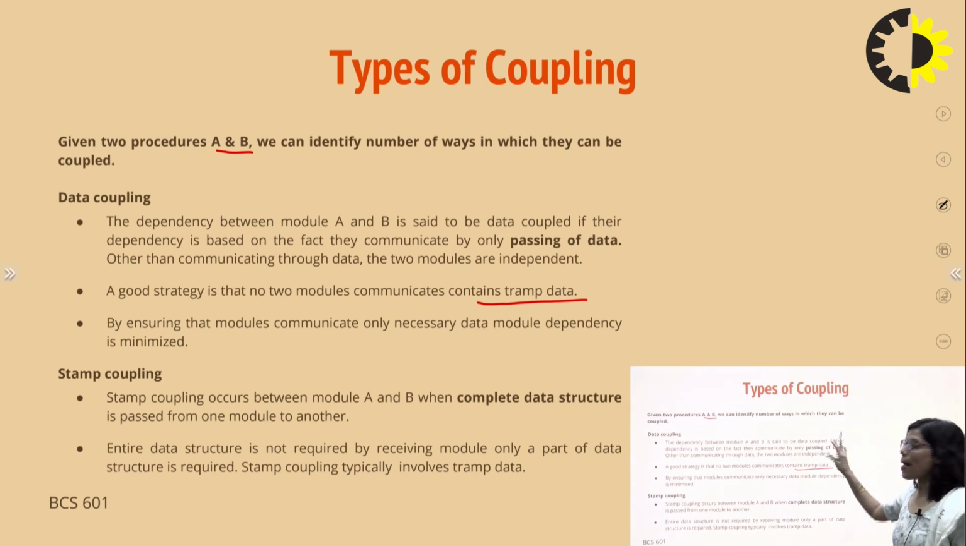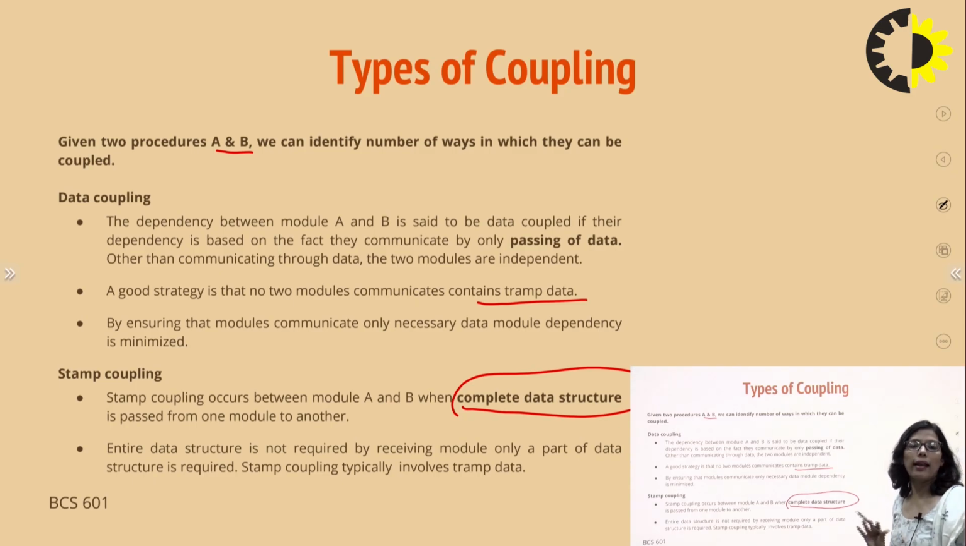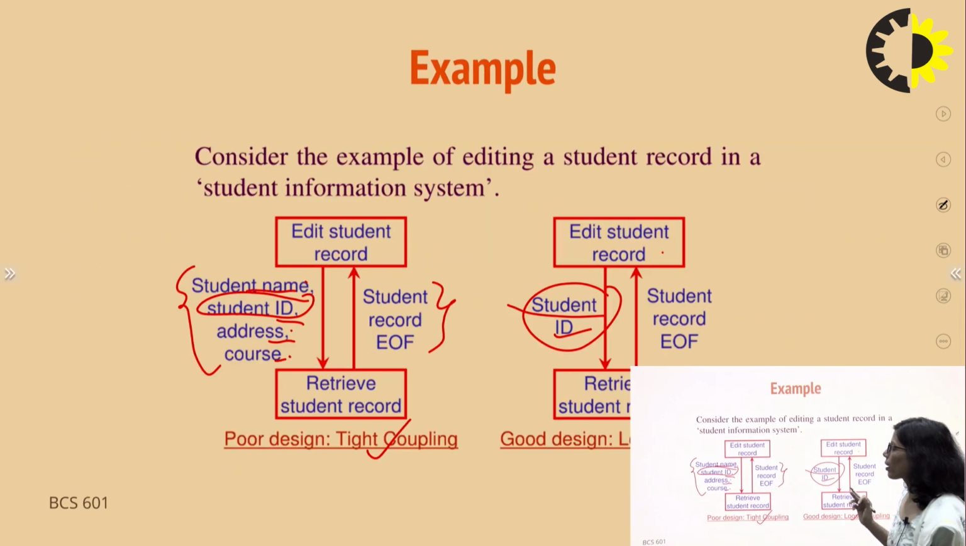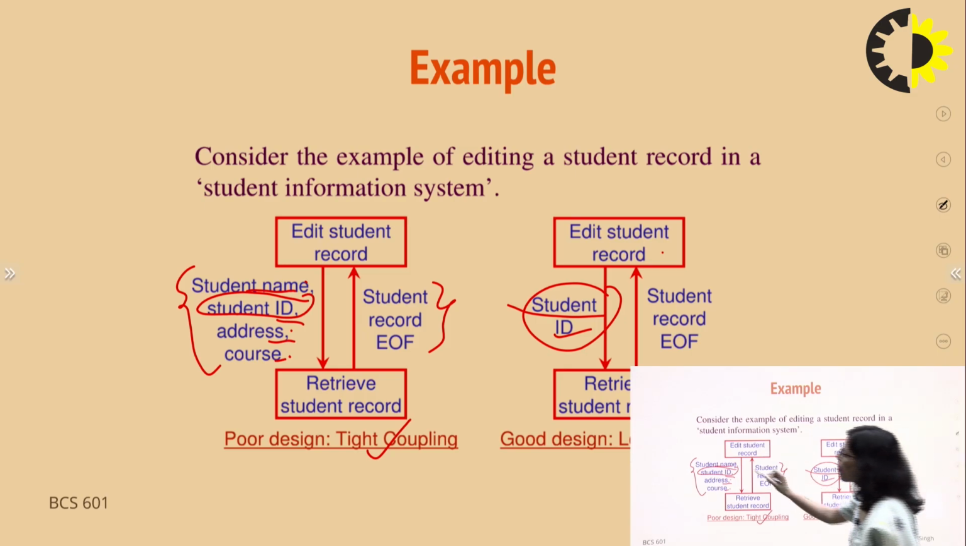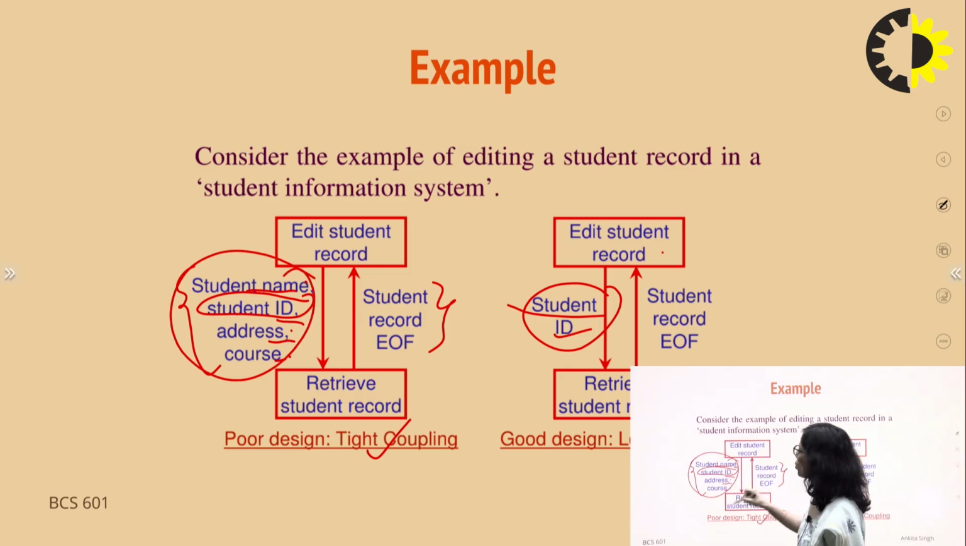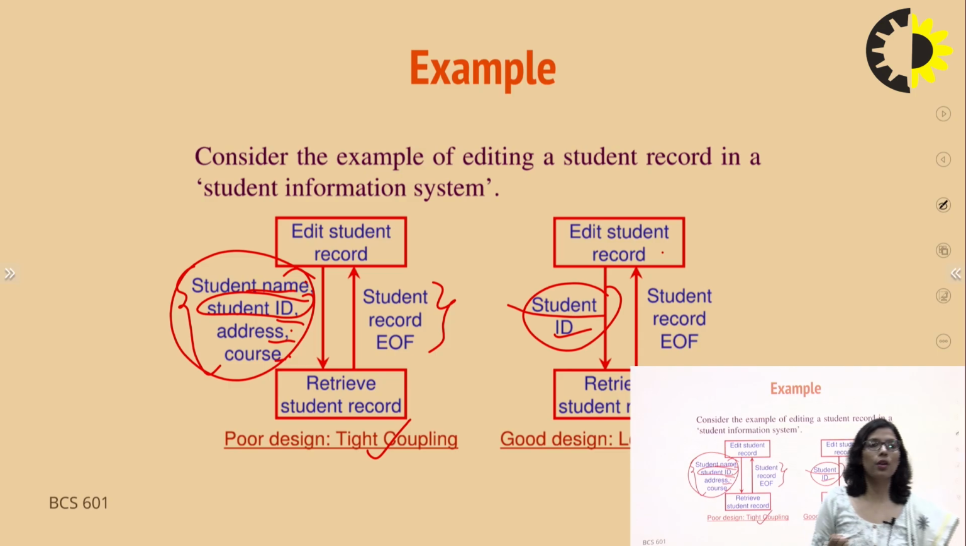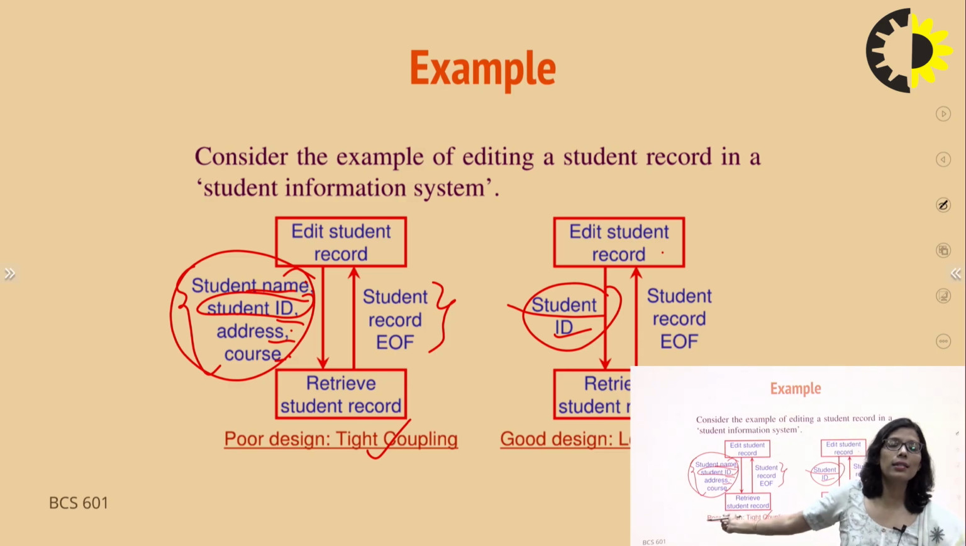Next is this is the best type of coupling that we want from our design. Next is your stamp coupling. It occurs when we are passing a complete data structure from one module to the other. So, this entire data structure is never required. We only require some fields, so we only need to pass some fields. For example, here we had passed the entire data set to fetch the record of the student, which is not required. So, this is a type of your stamp coupling.